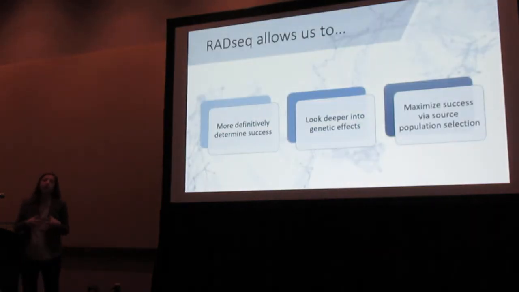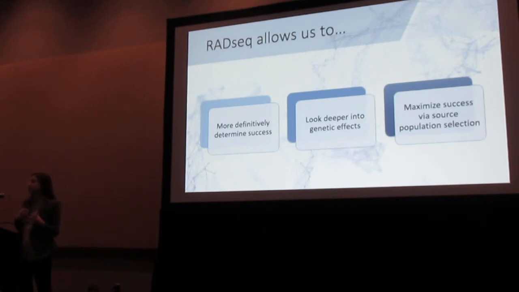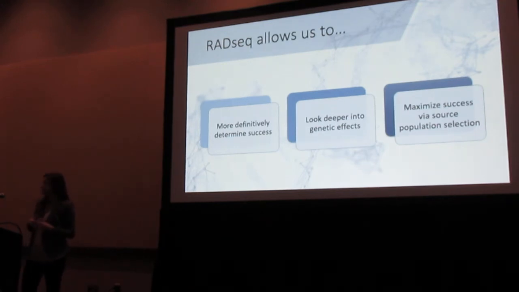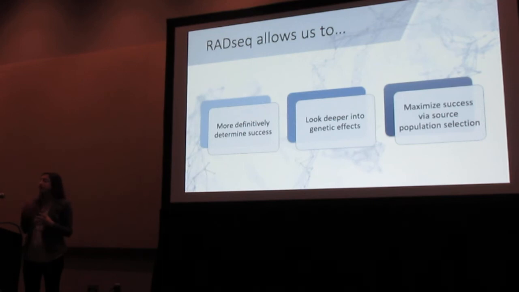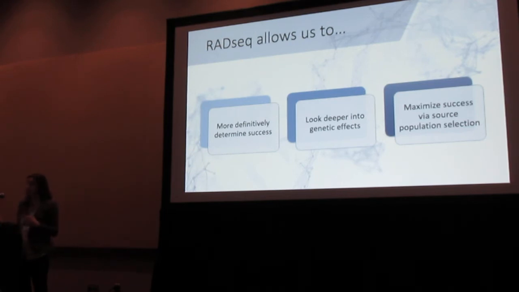And so moving away from traditional genetics methods to more advanced, more recent genomics methods such as RAD sequencing will allow us to more definitively determine the success of translocations. It allows us to look deeper into the genetic effects of translocations on the recipient population, and it may help us maximize the success of translocations by choosing the most appropriate source populations prior to actually implementing these management plans.